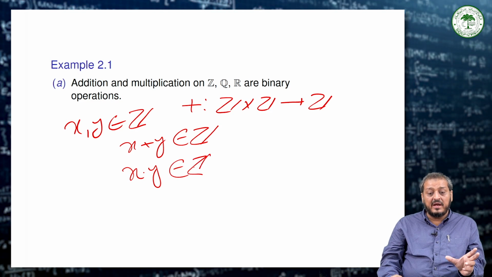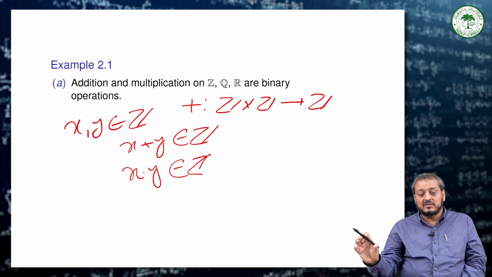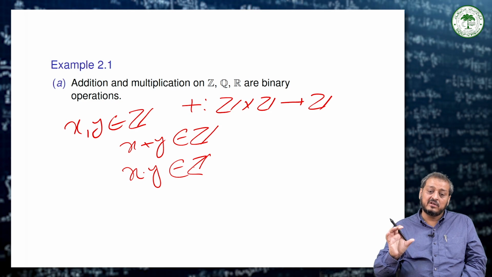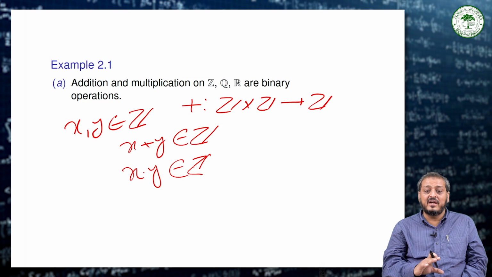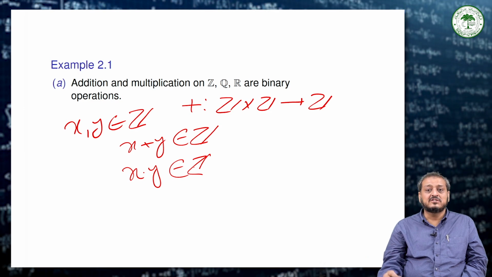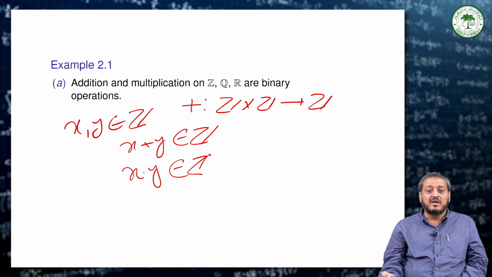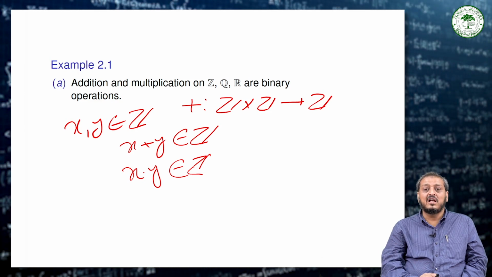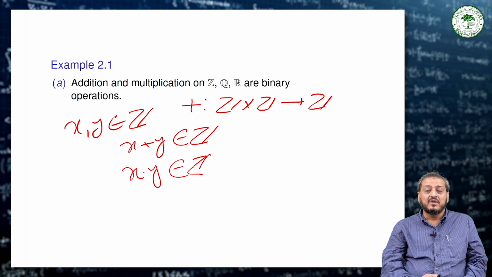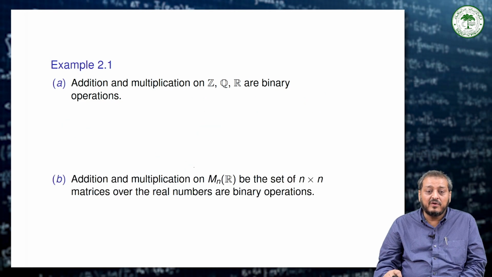So x and y are two integers, then the addition, and so we simply say that this set of integers under addition and multiplication is an example of a binary operation. Similarly, we take Q and R; these are also examples of a binary operation. Let us define another example.